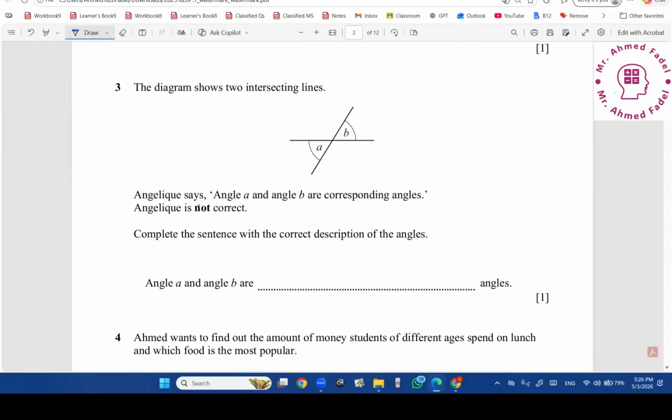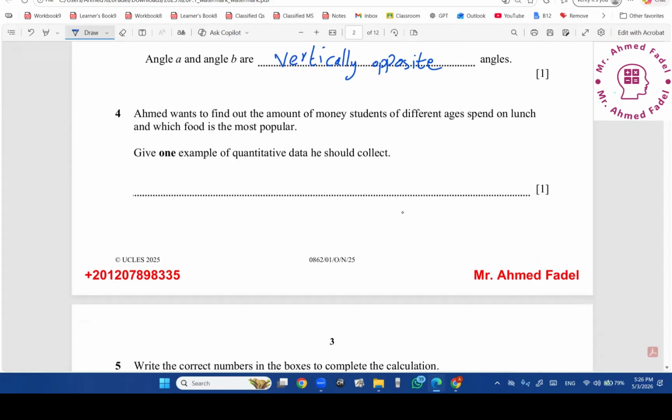Here, Angelique says the diagram shows two intersecting lines. Angelique says angle A and angle B are corresponding angles. Angelique is not correct. Complete the sentence with the correct description of the angles. Angle A and angle B are vertically opposite angles.